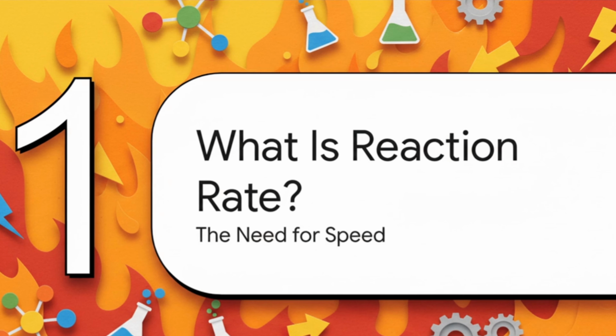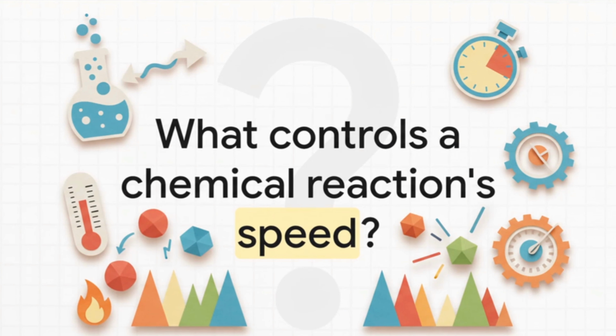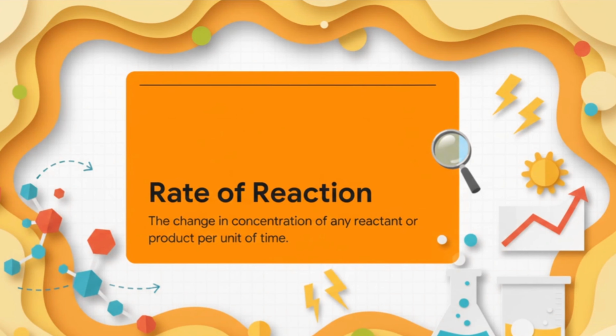Before we touch any formulas, we've got to get our heads around the one big question that chemical kinetics is all about. So remember, thermodynamics tells you if a reaction is even possible. But kinetics is all about how fast it gets there. It's all about the speed, plain and simple. So what is it? Put simply, it's just how fast your reactants are disappearing or how quickly your products are showing up. You can think of it as the speedometer for your chemical reaction.